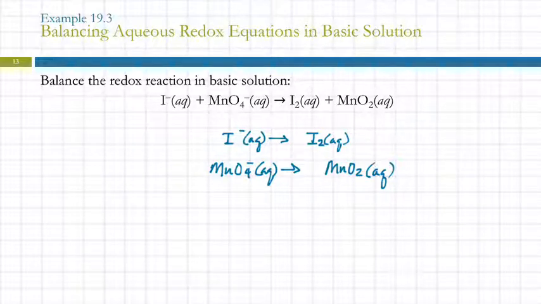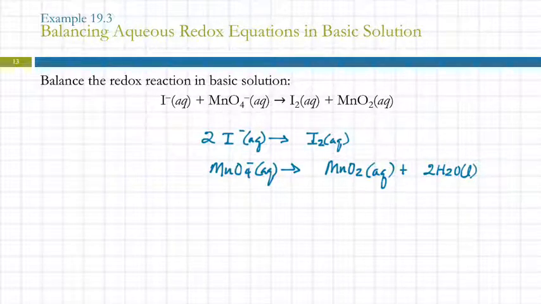Okay, so balance with respect to mass. Here I have 1 iodine, and here I have 2. So I need to put a 2 in front of the I minus. Down here, I've got MnO4 and MnO2. There's 1 manganese on each side, but here I've got 4 oxygens, and here I have 2 oxygens. I'm going to add water molecules to get those extra oxygens. So 2 water molecules. Now I have a total of 4 oxygens on this side and 4 oxygens on that side.